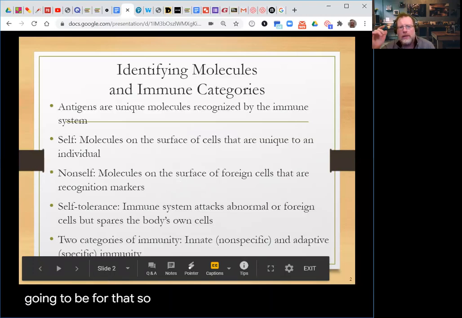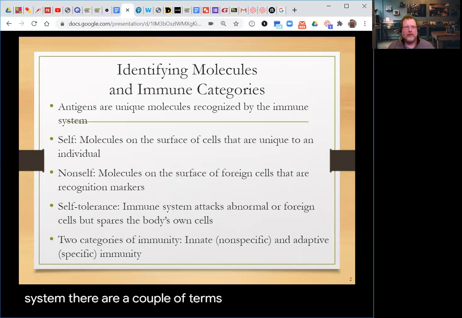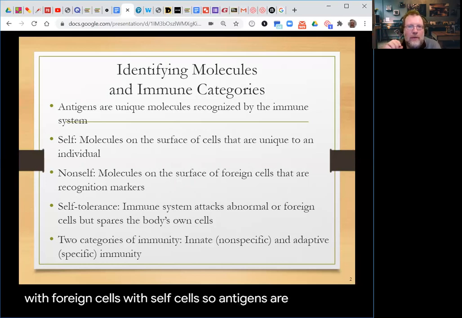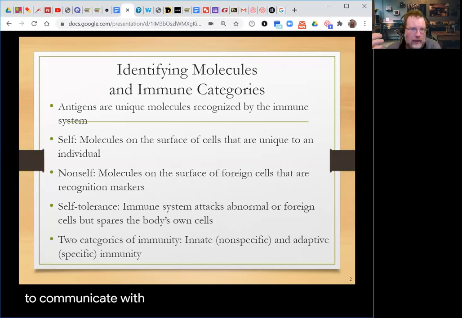When we look at the immune system, there are a couple of terms I think many of you are probably familiar with. The word antigen is the first one we see. We know that the immune system has to be able to communicate with foreign cells, with self cells. So antigens are one of the mechanisms that cells use to communicate with one another. They're unique to the cells that they are contained upon. We find antigens on the surface of cells, so on cell membranes.